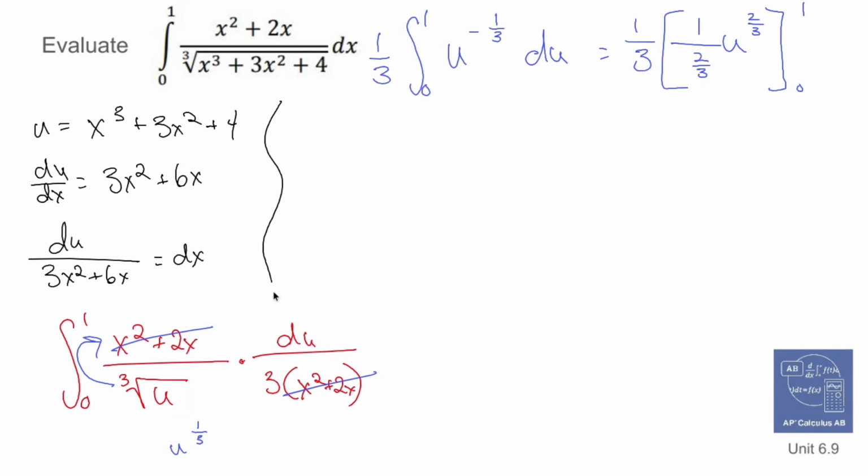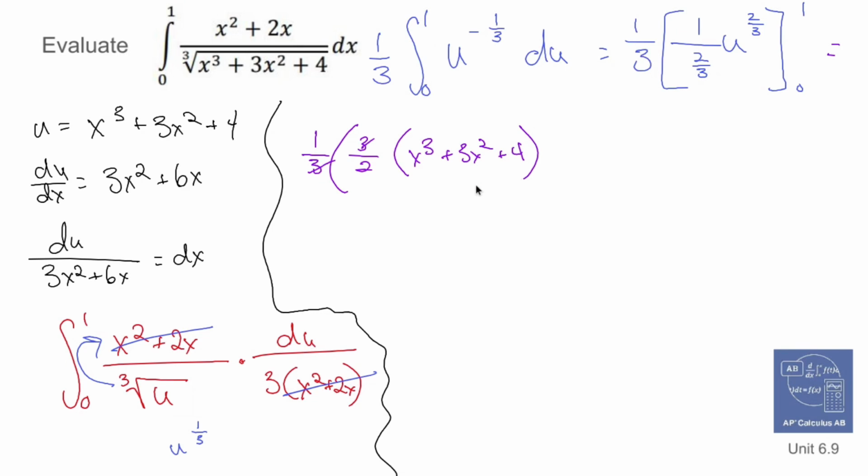Let me, in fact, split this into 2 screens so I don't make this look worse than it's going to, because this is going to be a mess. 1/3 is still out there. 1 over 2/3 is 3/2. That'll be nice because those cancel out. For u, I'm going to plug that back in. So that's going to be x cubed plus 3x squared plus 4, and that's still going to be to the 2/3, with my limits of 1 and 0.